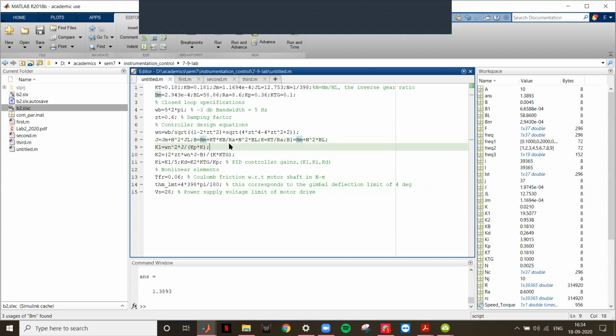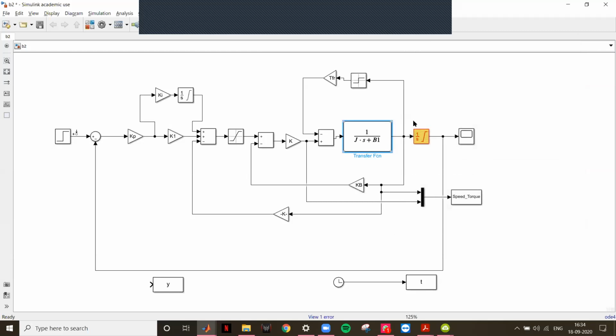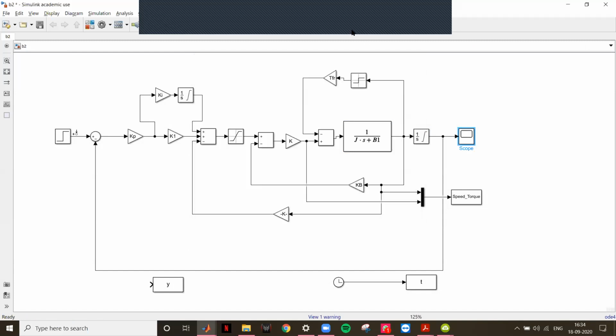Yes, sir. I think it was a mistake. Instead of B1, I kept BL. Sorry, it was a confusion. Now you run it. B1 means B minus KT KV by RA only, right? Yeah, I think it is. Okay, sir. Yeah, thank you, sir. Now you click the Y on that and you plot it and you find the rise time and other things. Yes, sir. Thank you.